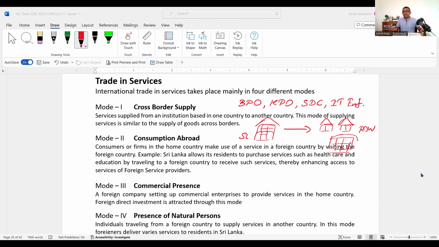So we need to really develop our trading services sector, especially focusing on these kinds of knowledge industries, right? KPOs and things like that. Then even software development companies to IT enterprises, all this comes under this. Okay, right. Any questions you guys can ask?